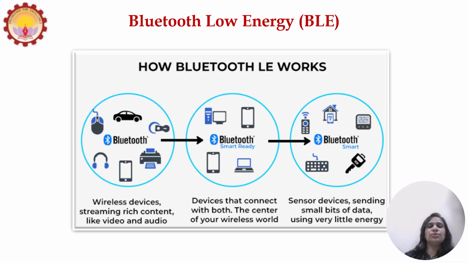So how does Bluetooth Low Energy work? Basically Bluetooth connects your wireless devices, streaming rich content like video and audio, and the devices that connect with it are the center of your wireless world. In this way Bluetooth is connected everywhere for a short distance range. So this is all about the wireless protocols like ZigBee, Wi-Fi, Bluetooth.